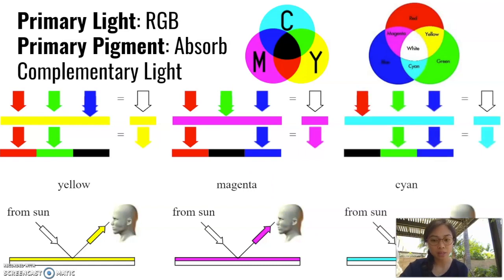The same pattern can be said for cyan, which we talked about before. Cyan absorbs or subtracts its complementary color, which is red. And then what is reflected are its remaining primary colors of green and blue. And green and blue combined give us cyan.